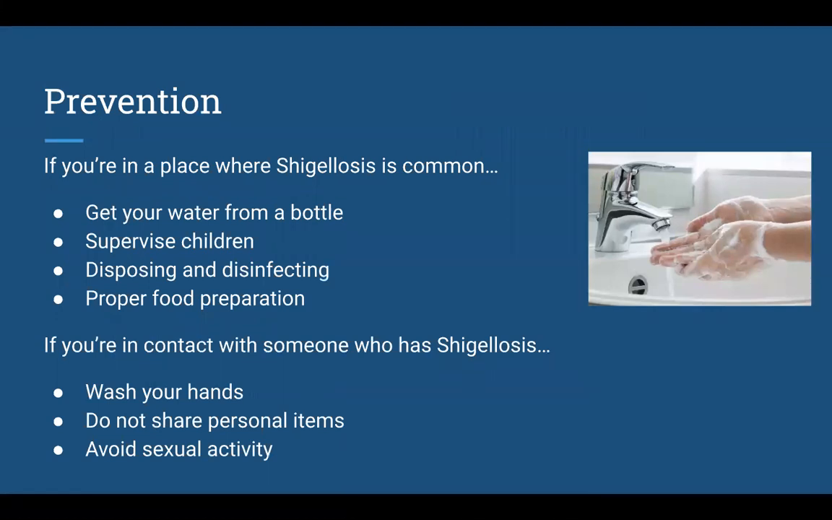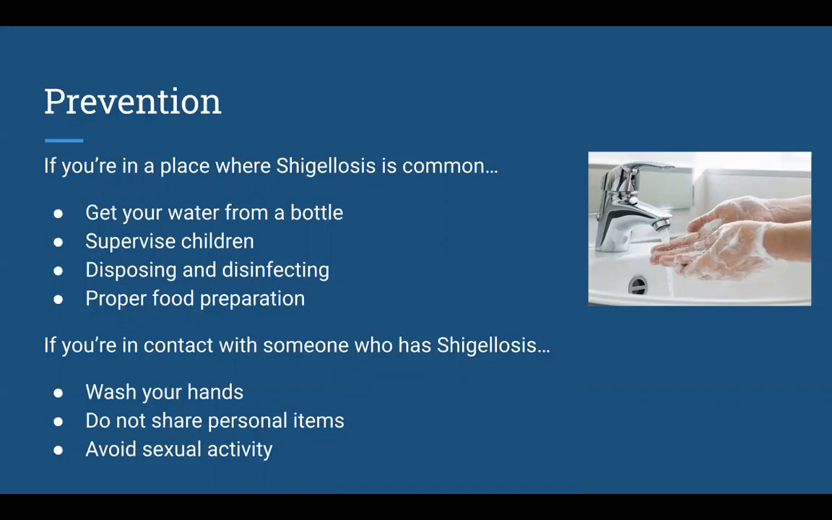Prevention. There are many different ways to prevent a shigellosis infection. If you are in a place where shigellosis is common, such as child care centers, nursing homes, military barracks, jails, and developing countries, some ways to prevent a shigellosis infection may be brushing your teeth and drinking water from a bottle, never using tap water or hose water in developing countries, avoiding water from ponds, lakes, and untreated pools, supervising children when they are washing their hands, disposing of dirty diapers and disinfecting the changing area, and making sure that the food preparation area is clean, hands are washed, and food is properly washed and cooked.